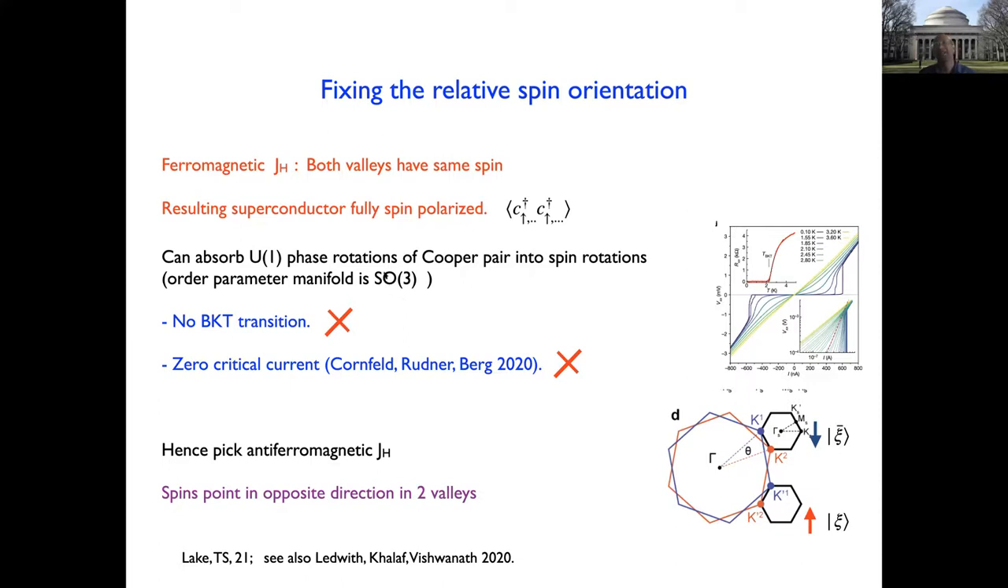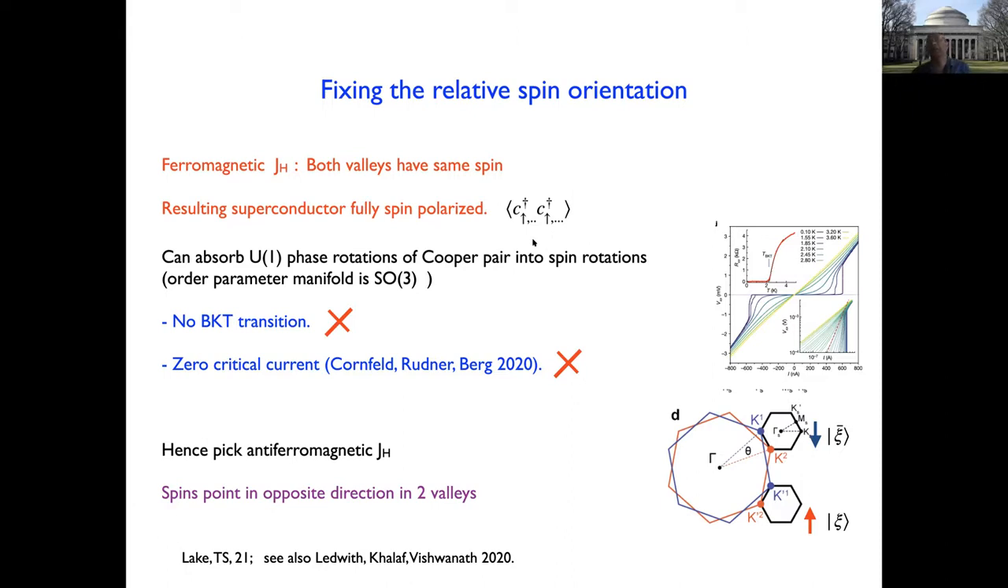This has the immediate consequence, as pointed out in this paper, that the critical current of the superconductor will be 0. Now, if you look at the experimental data, it's very clear that there's a non-zero critical current at 0 temperature. So phenomenologically, this kind of superconductor is completely ruled out by the experiments.